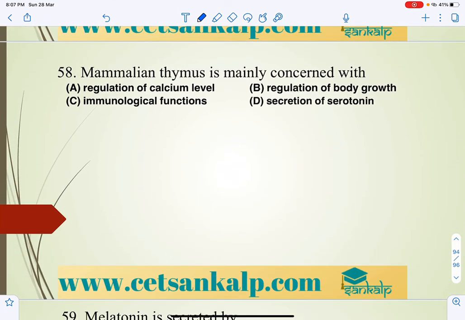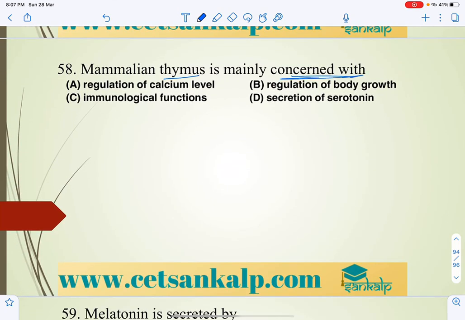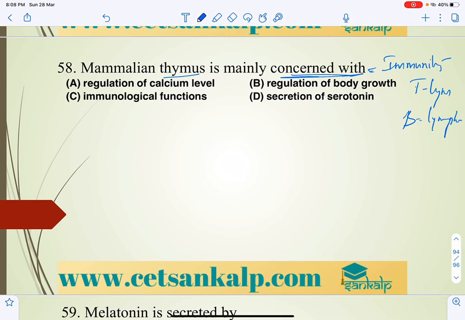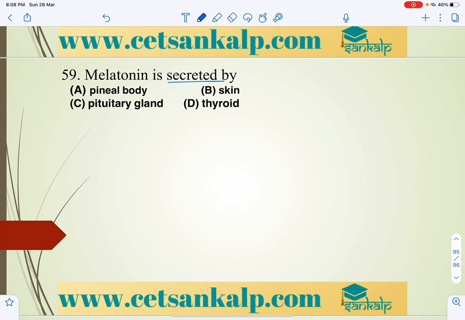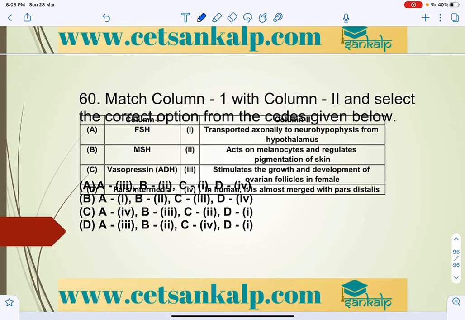And the 58th question, mammalian thymus is mainly concerned with. The thymus gland produces thymosin, right? Generally we can say it is concerned with immunity, and both T lymphocytes and B lymphocytes help in providing immunity. So regulation of calcium level is wrong, regulation of body growth is wrong, immunological function is correct. So C is the answer for that. Melatonin, as we all know, is generally secreted by the pineal gland, right? Now the 60th question.